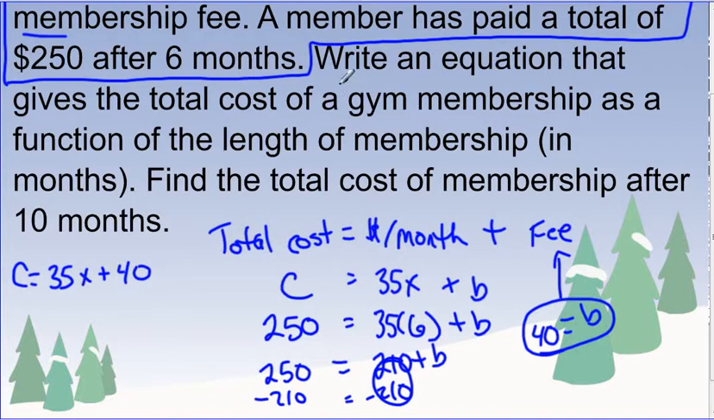This is the answer to part 1. Write an equation that gives the total cost of the gym membership as a function of length of membership in months. Okay, so we did that. The second part of the problem says find the total cost of membership after 10 months. So now that we have this equation, we can find the cost after 10 months by plugging in 10 for our months. So 35 times 10 plus 40, that will give us our total cost. That's 350 plus 40. So our cost is $390.